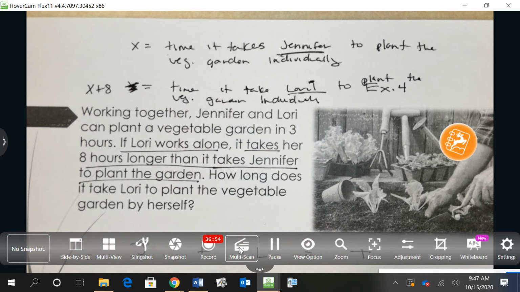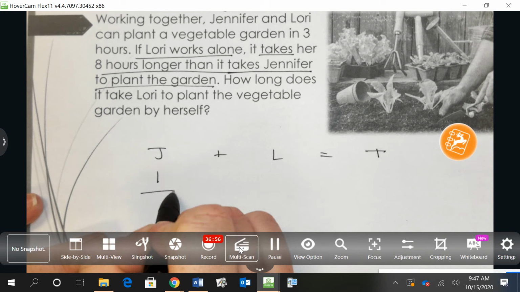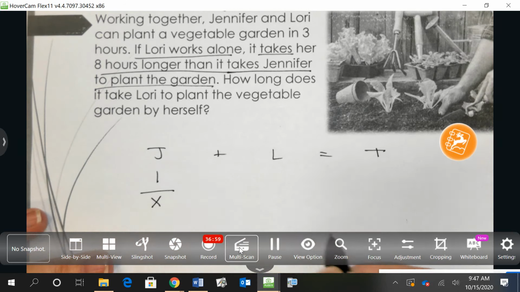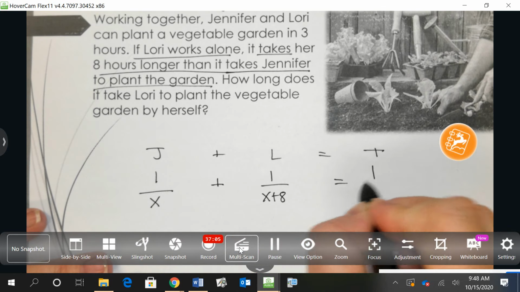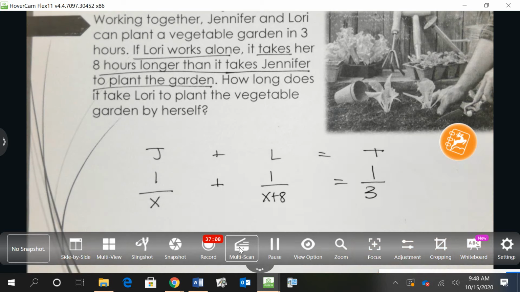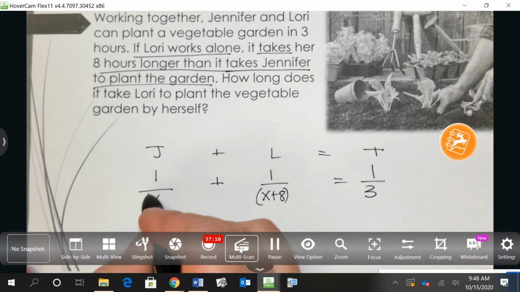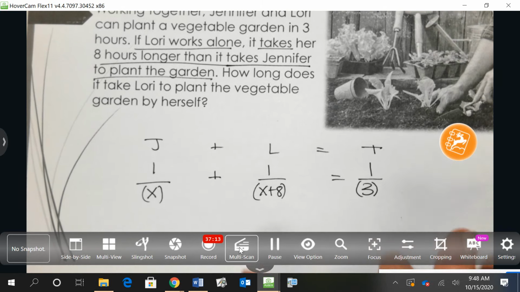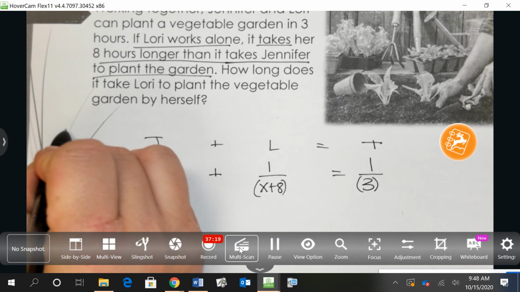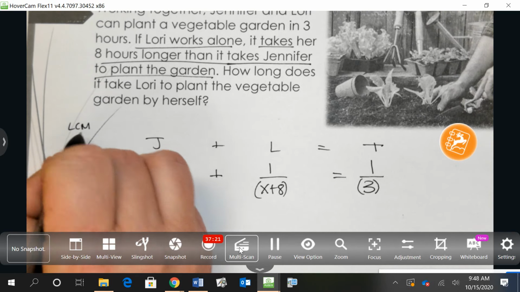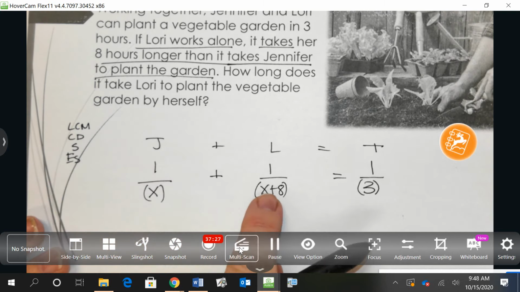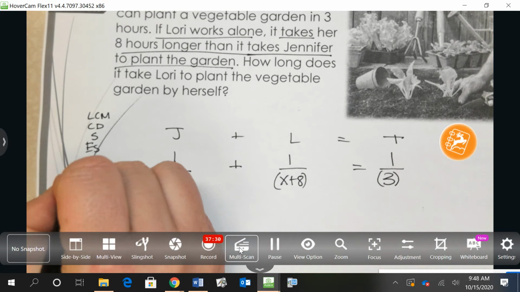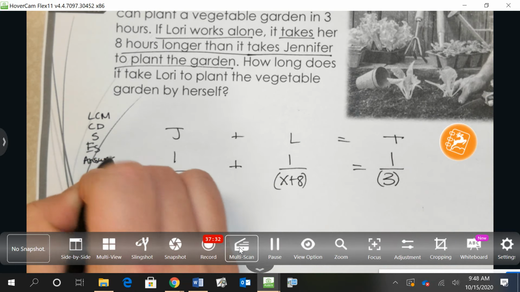I'm using arbitrary numbers. So I come down below. This one task, we're going to say it takes Jennifer x amount of time. Lori's x plus 8, and together it says they can plant it in 3 hours. Remember, this is one item, this is the second, and this is the third. So there are technically 6 things you're going to be doing here. You're going to find the LCM, don't get started yet, and apply it. You're going to clear the denominator, you're going to solve, you're going to check for extraneous solutions both within the problem and the common sense up above, and then you're going to answer the question with a complete sentence.